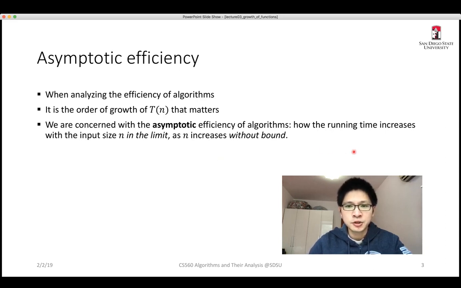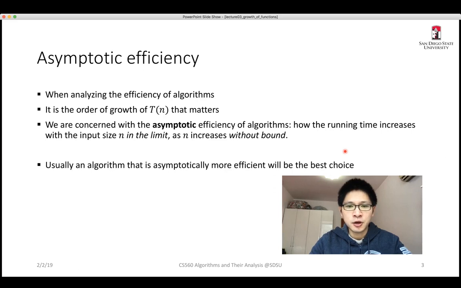In other words, we should not only consider normal ranges of n or small values of n, we should consider the extreme cases where n can increase to its limit, can be infinitely big. So we should consider under those extreme conditions what the running time T(n) looks like. And we should always choose an algorithm that is asymptotically more efficient. So when n is big enough, we should always choose the algorithm that has a running time function that grows slower.